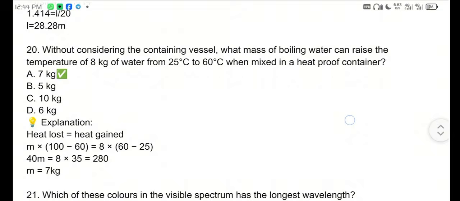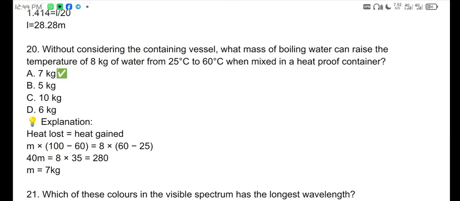So question 20 says, without considering the containing vessel, what mass of boiling water can raise the temperature of 8 kg of water from 25 degrees Celsius to 60 degrees Celsius when mixed in a heat-proof container? Alright, so the formula to use here is heat lost equals heat gained. Heat loss is mass times change in temperature, equals heat gained, mass times change in temperature also. For the heat loss, our change in temperature will be 100 minus the temperature of the mixture.